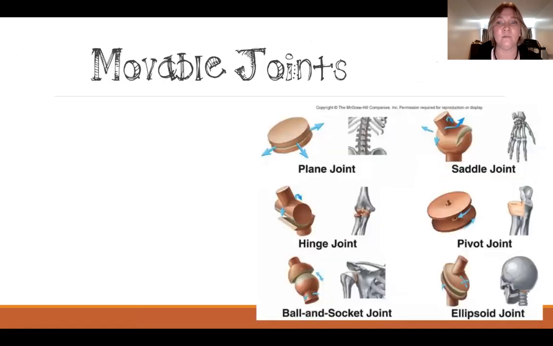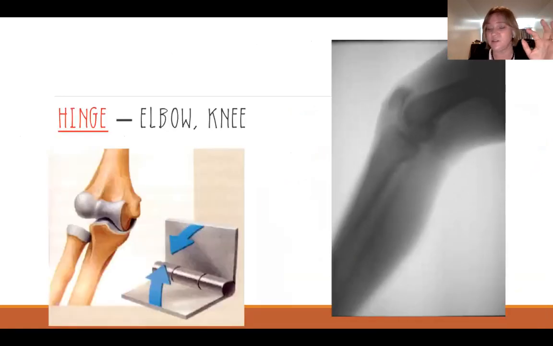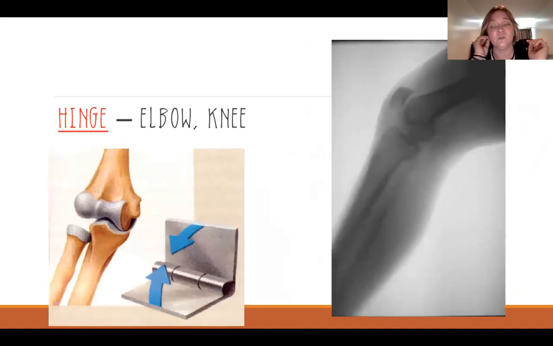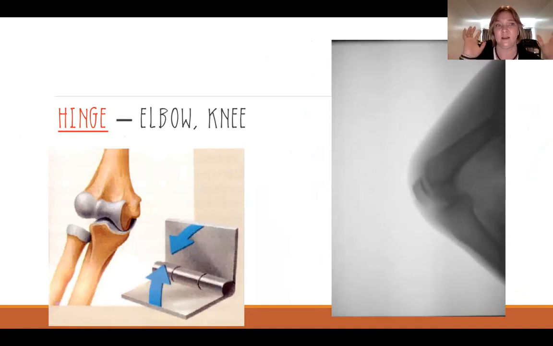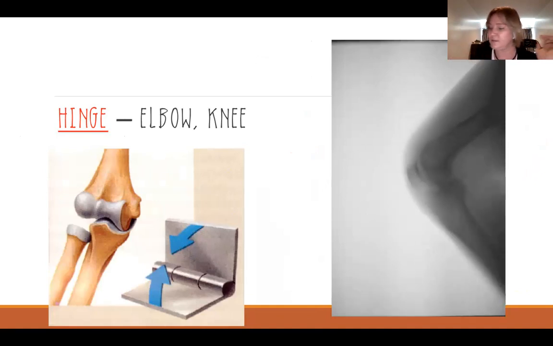And finally, we have movable joints, and we're going to have different classes of movable joints based on the type of movement that is allowed. And I'll go through each of those. So first is the hinge joint. You find this in your elbow and in your knee. You can see from the animation what kind of movement it allows. And they call it a hinge, just like the hinge of a door, which allows just back and forth movement.